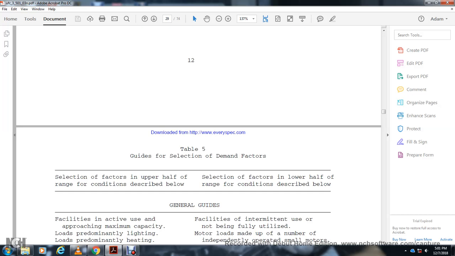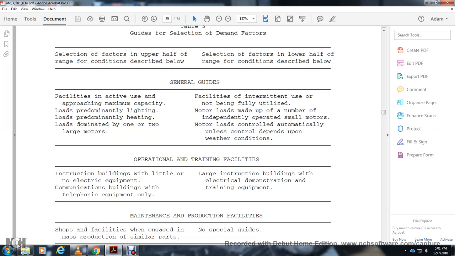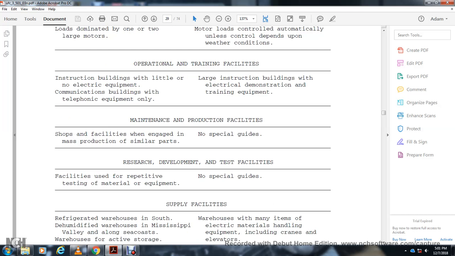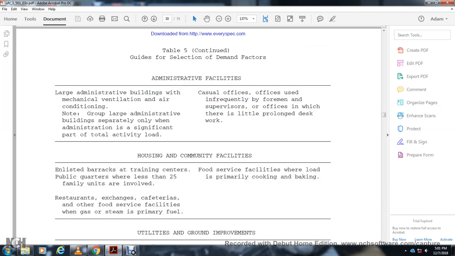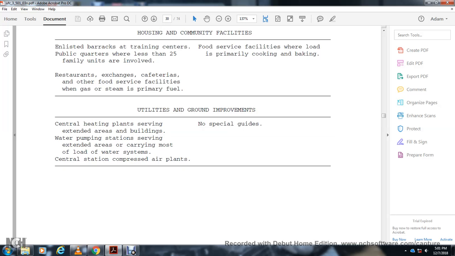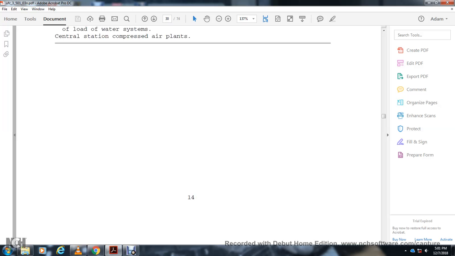Table 5 guides the selection of the demand factor. Select the factor for the upper half of the range for the considerations described below, and the factor for the lower half of the range for the considerations described below. General guidelines: operational training facility, maintenance and production facility, research, development and testing facility, supply facility, hospital and medical facilities, administration facility, housing, community facilities, utilities, and ground improvements.